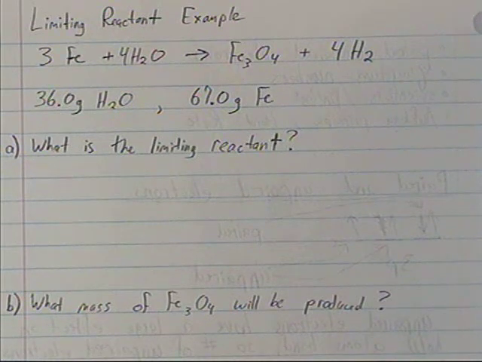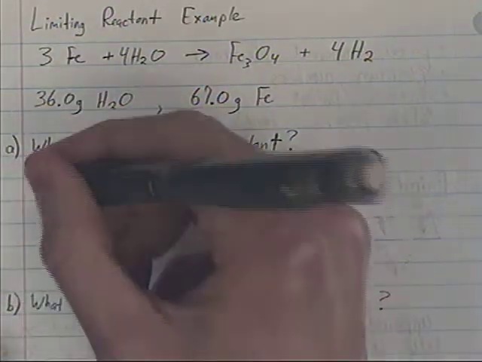Either I can make the assumption that I'm reacting 36 grams of water and try and figure out how many grams of iron I would need to completely react all that water. Or I can look at if I'm reacting 67 grams of iron, how much water would it take to react that, and then compare it to the amounts that I actually have. So let's look at how much iron we'd have to have if we had 36.0 grams of water.